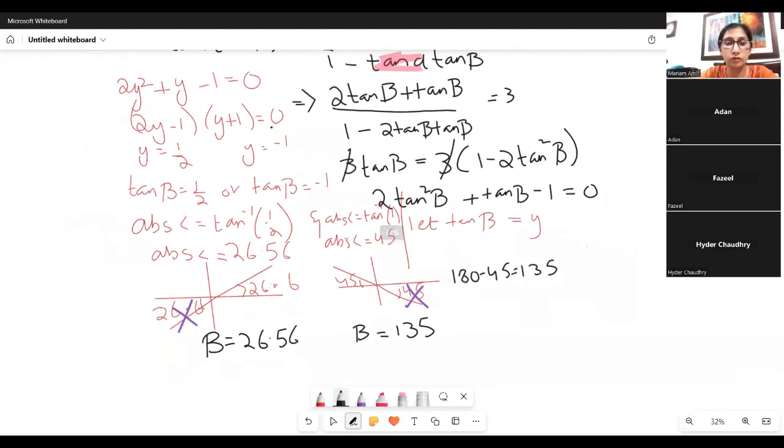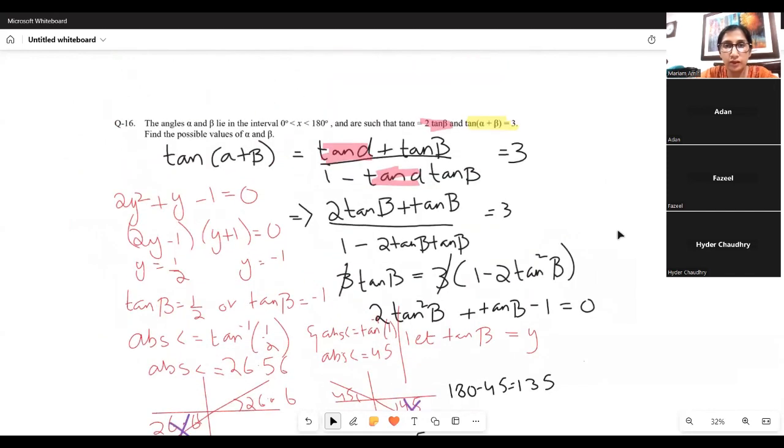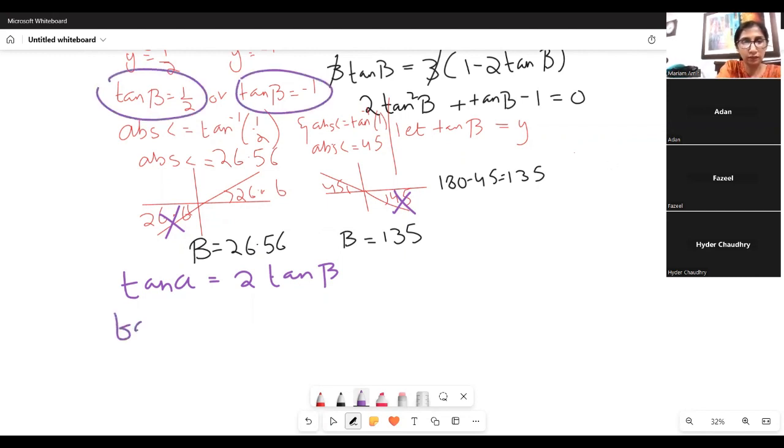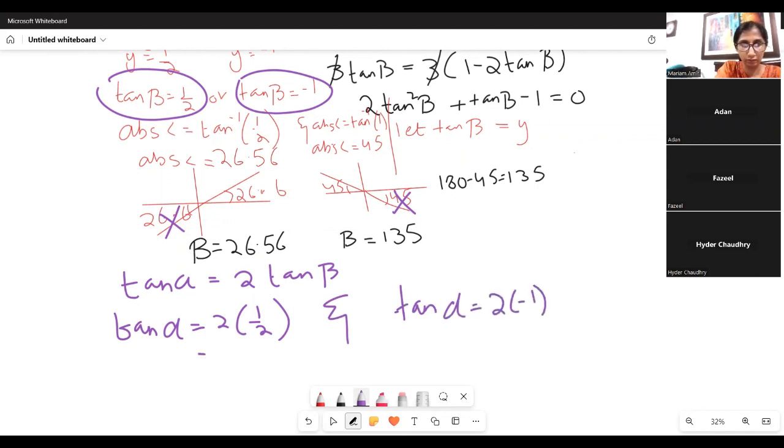We found two values of beta. We also need to find alpha. And what was tan alpha equal to? Tan alpha was 2 tan beta. We know that tan alpha is 2 tan beta. So for tan beta, what did we get? One came as half and one came as -1. So then tan alpha is 2 times half and tan alpha is 2 times -1, which is 1 and -2. This one came out as 45. Tan inverse 1 is 45. So alpha equals 45.